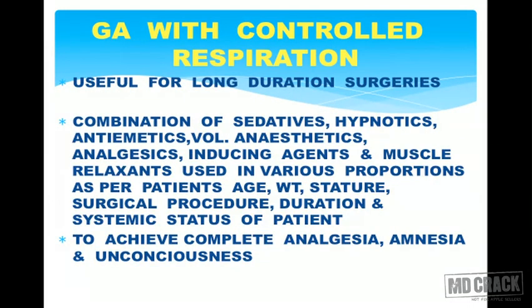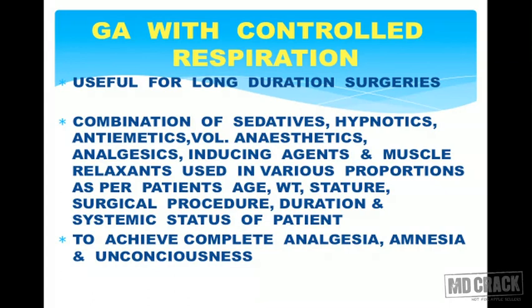Now the next form of anesthesia is general anesthesia with controlled respiration. This is useful for long duration surgeries. How do you define it? It is very simple. A combination of sedatives, hypnotics, antiemetics, volatile anesthetics, analgesics, inducing agents and muscle relaxants, which are used in various proportions as per the patient's age, need, weight, stature, surgical procedure, duration of surgery and systemic status of the patient. So isn't it a small and simple definition?